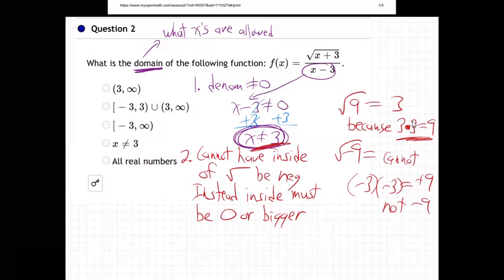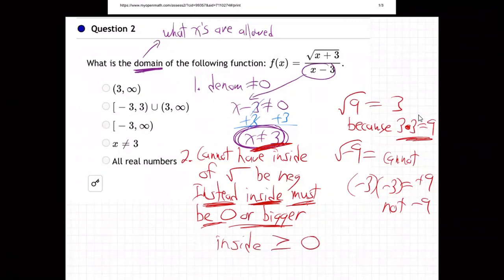We can't make the bottom of the fraction 0. We already dealt with that. And now we're talking about roots. There's certain things you can't do with roots. What? You can't make the inside negative, because square root of a negative is imaginary. It's not real. What do you do then? Instead, the inside must be 0 or bigger, which means the inside must be greater than or equal to 0.